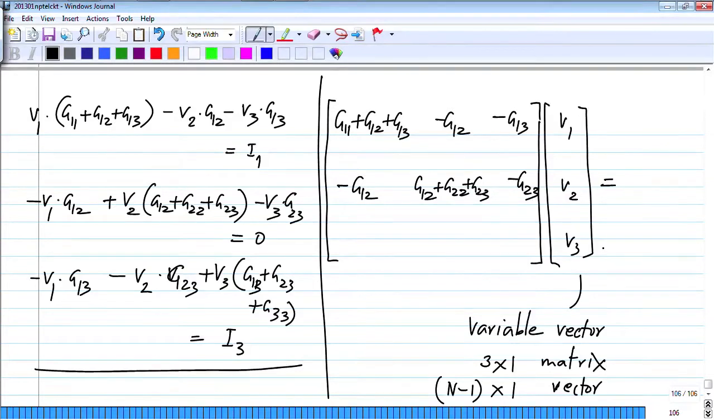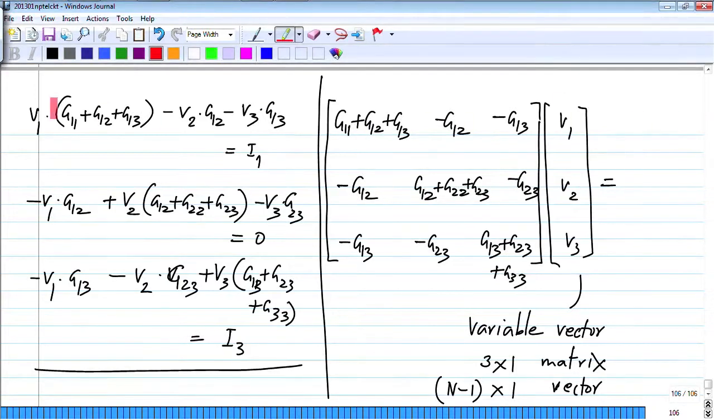Okay, and here minus G13 is the coefficient of V1, and minus G23 is the coefficient of V2, and G13 plus G23 plus G33 is the coefficient of V3. Okay, it's exactly the same as what I have here.